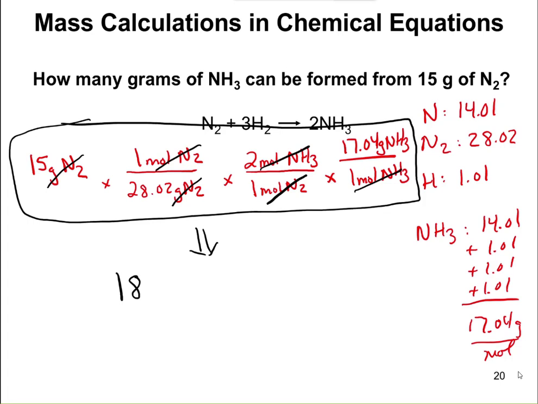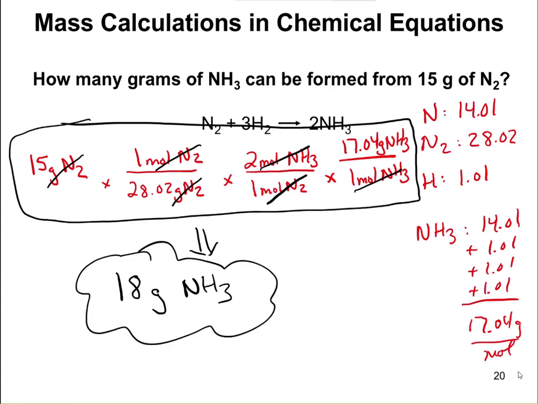So 18 grams of NH3. That would be our final answer. So from 15 grams of N2, we can form 18 grams of NH3.